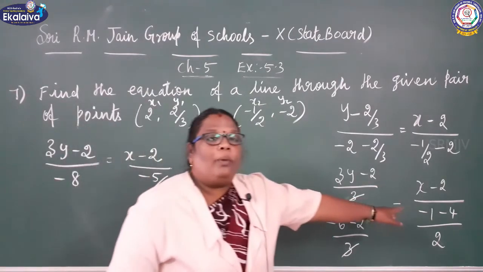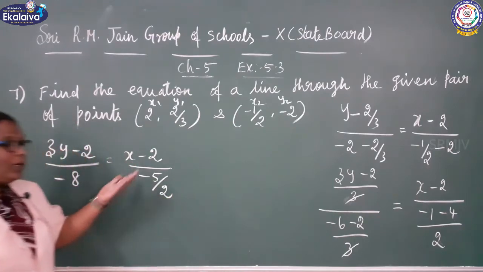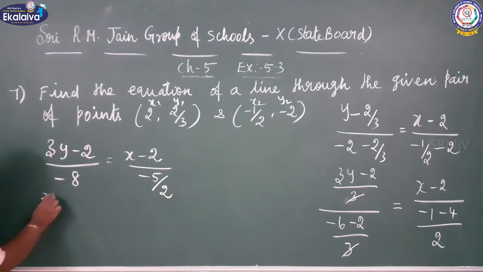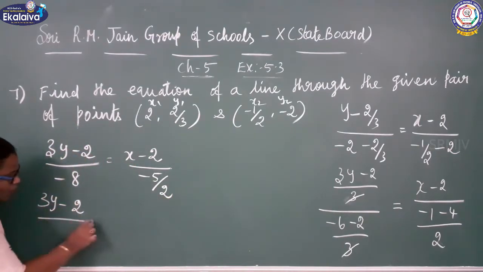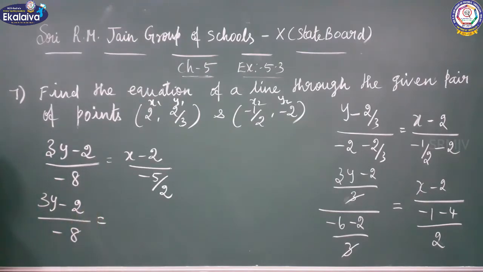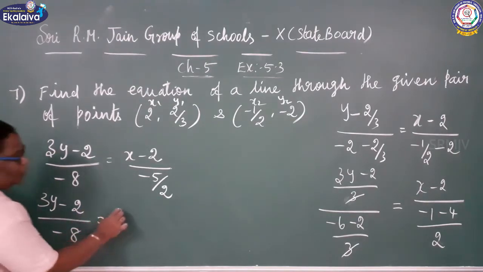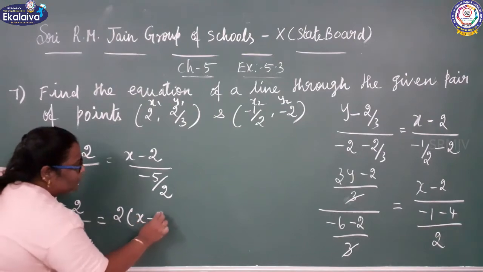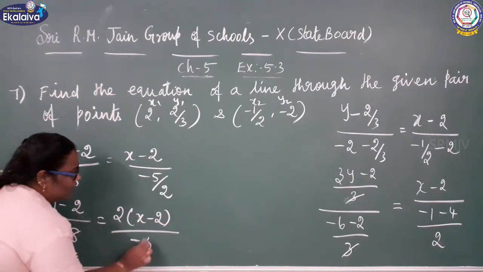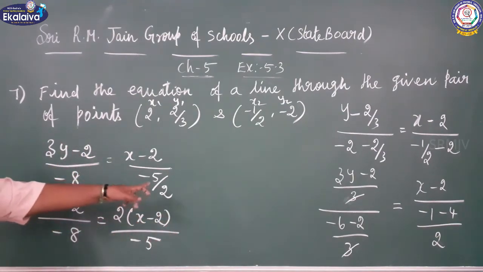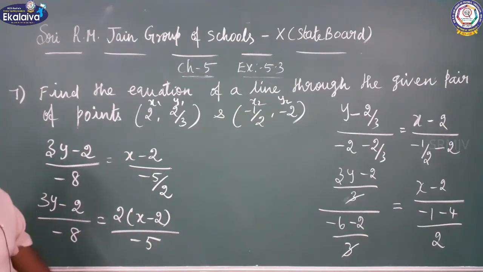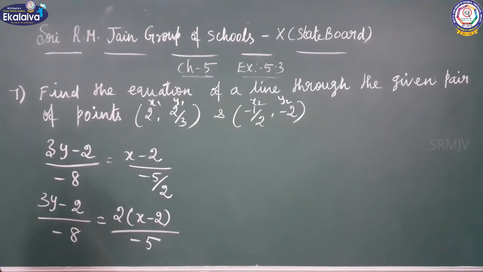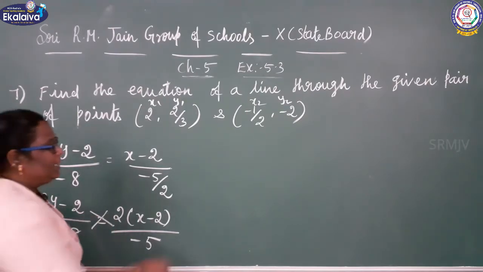X minus 2 by minus 5 by 2, take the reciprocal of that value, you get 3y minus 2 by minus 8 equal to 2 into x minus 2 by minus 5. Reciprocal of this value, minus 5 by 2, gives 2 into x minus 2 by minus 5. Yeah, cross multiplication. These two values, cross multiplication.